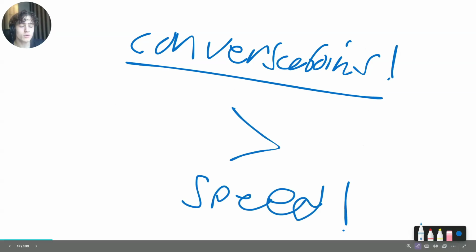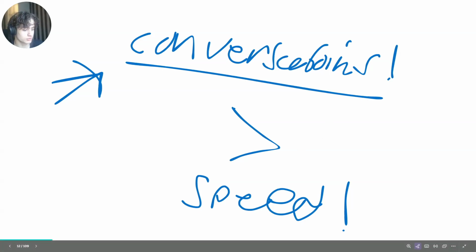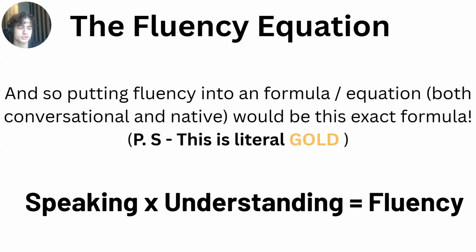Because conversations is where most of the results are when it comes to Spanish. Okay? So what this means in terms of studying, it means when we're trying to learn Spanish, we shouldn't necessarily put our focus into the stuff that gives us speed, but the stuff that gives us conversations. And this is where we talk about what I like to call the fluency equation, and I'll quickly run through it with you. Conversational fluency looks like this when it comes to a formula.